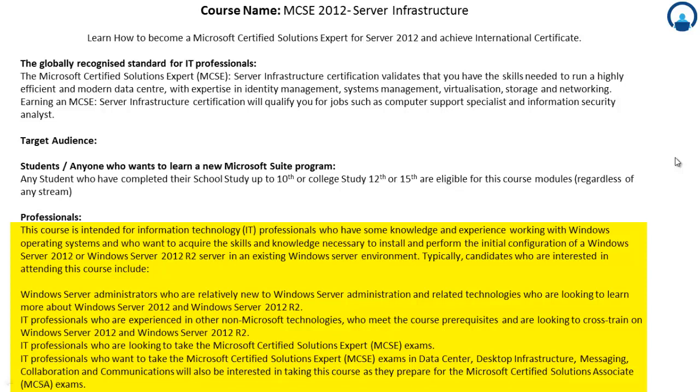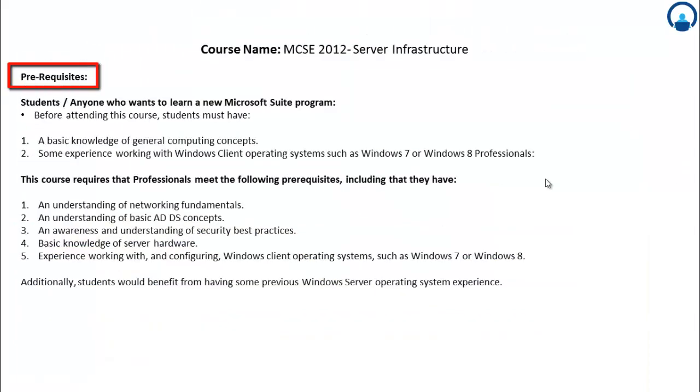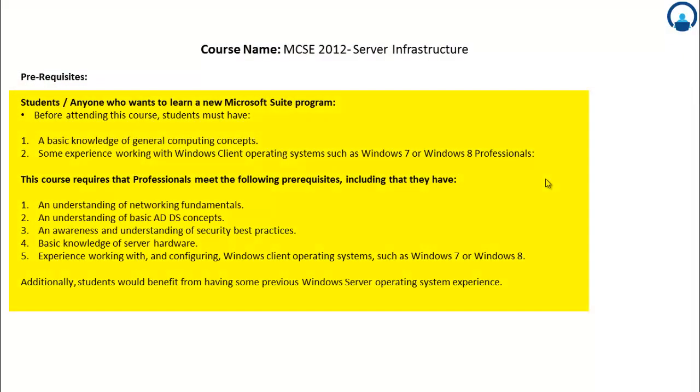IT professionals who are looking to take the Microsoft Certified Solution Expert, that is MCSE exams, in data center, desktop infrastructure, messaging, collaboration, and communications will also be interested in taking this course as they prepare for the Microsoft Certified Solutions Associate exams. Prerequisites. Students or anyone who wants to learn a new Microsoft Suite program.